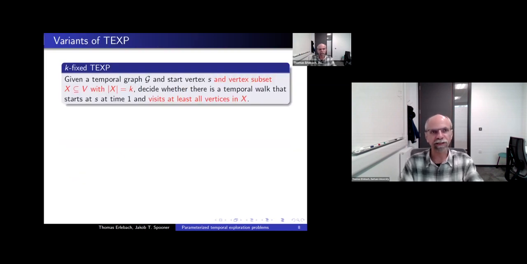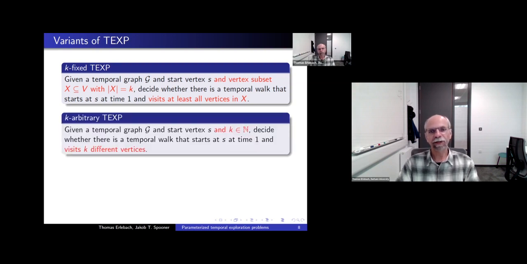And in addition to the standard temporal exploration problem, we've also looked at variants, namely, what if you want to visit k specific vertices? So you're given a set X of k vertices, and you want to decide, can I visit all of these k vertices? That's the k-fixed vertex problem. Another variant is you're just given a number k, and you want to visit k different vertices. You don't care which k vertices they are. You just want to visit at least k different vertices. Can you do that?